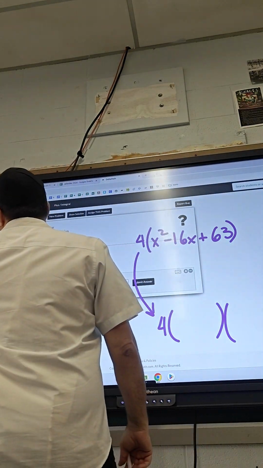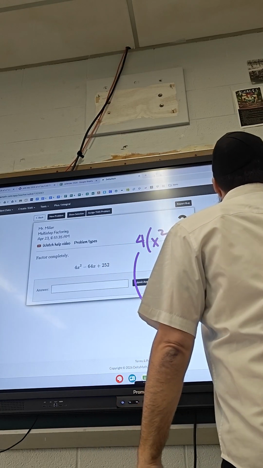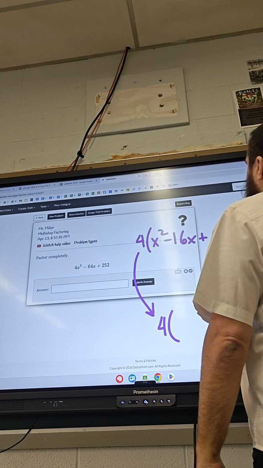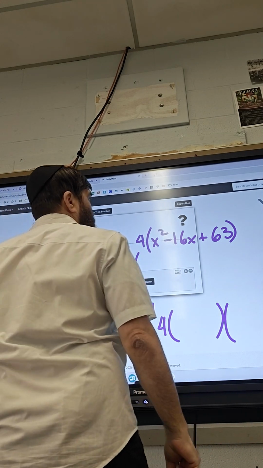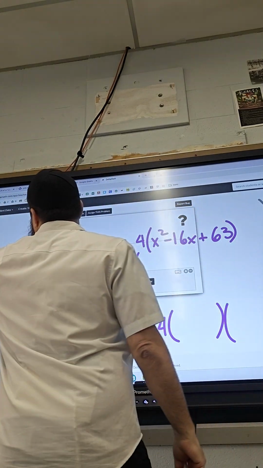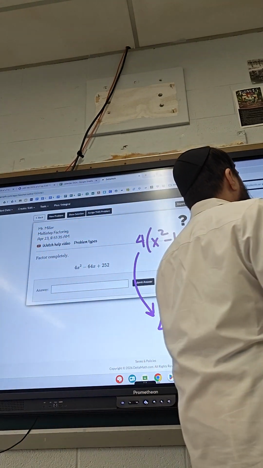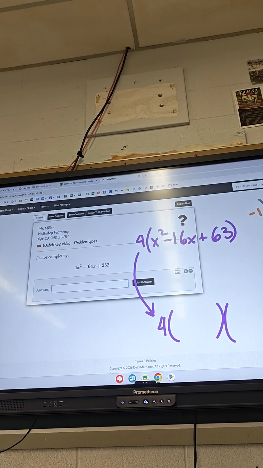So now, we've got 2 numbers that multiply to 63 and add to negative 16. So they both have to be negative, if they're going to multiply to a positive number and add to a negative number. So negative 1, negative 63, 2 doesn't go in, negative 3, negative 21, negative 7, negative 9, that's my winner. Because negative 7 times negative 9 is positive 63. Negative 7 plus negative 9 is negative 16.